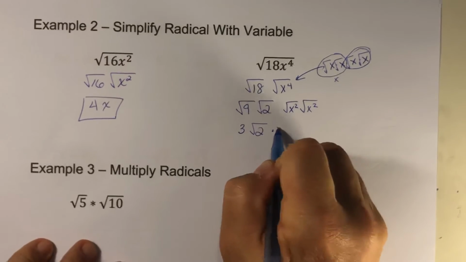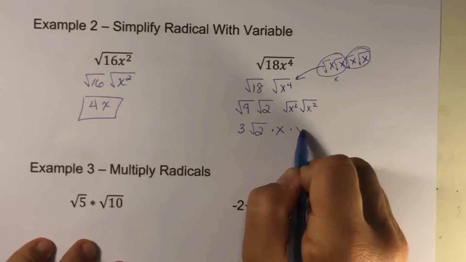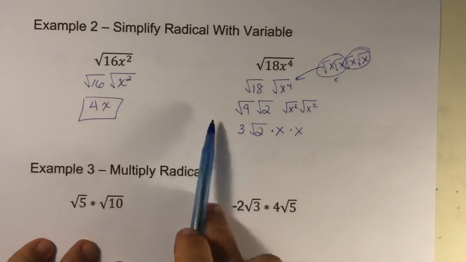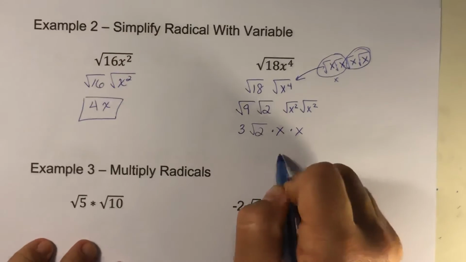Square root of x, the square root of x squared is just x. The square root of another x squared is also just x. But now I want to multiply this out and clean it up. So I'm going to put my radical all the way to the right.